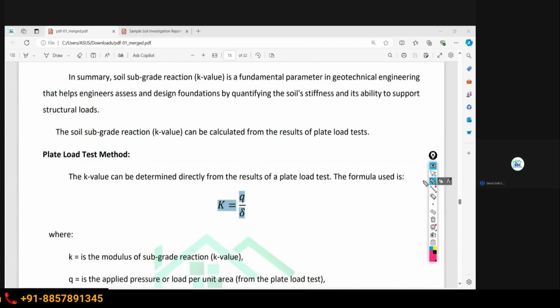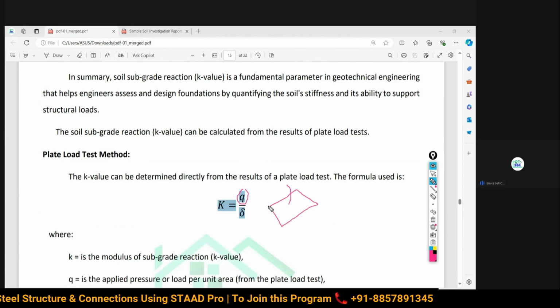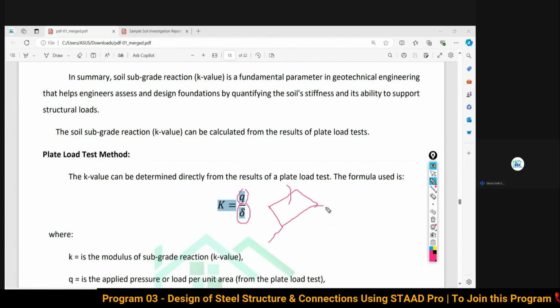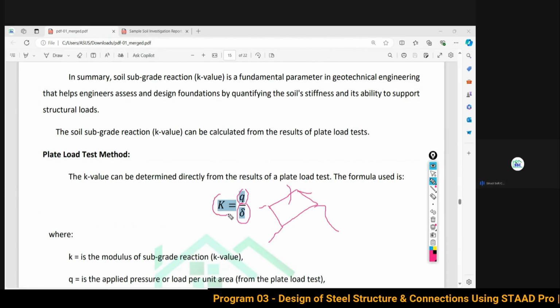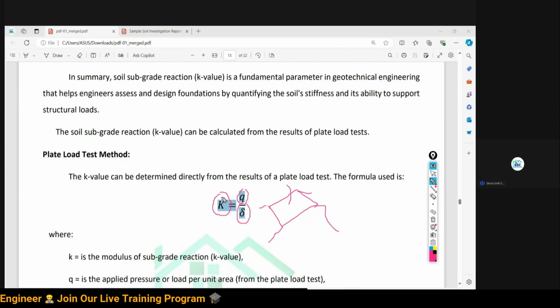So subgrade modulus is the ratio where you have to take the pressure value, whatever load you are going to apply, over what area you are going to apply it, and what settlement is coming. Based on that you will get this soil subgrade modulus. Now the question is why we are focusing on this soil subgrade modulus, why we are giving that much importance to this soil subgrade modulus.